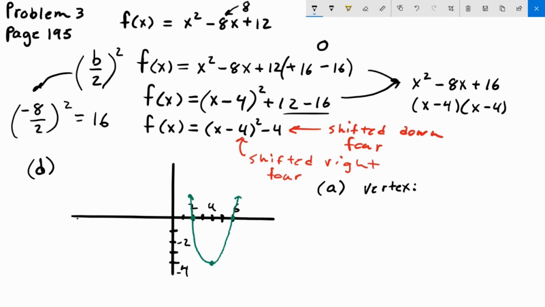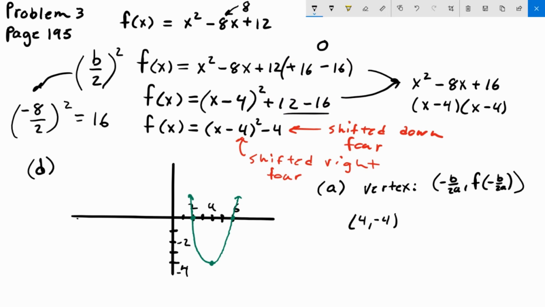All right, so you can either use the function negative b over 2a, and then f of negative b over 2a. I'm going to do it both ways, but if we just look at the graph, we can see that the vertex is at (4, -4).